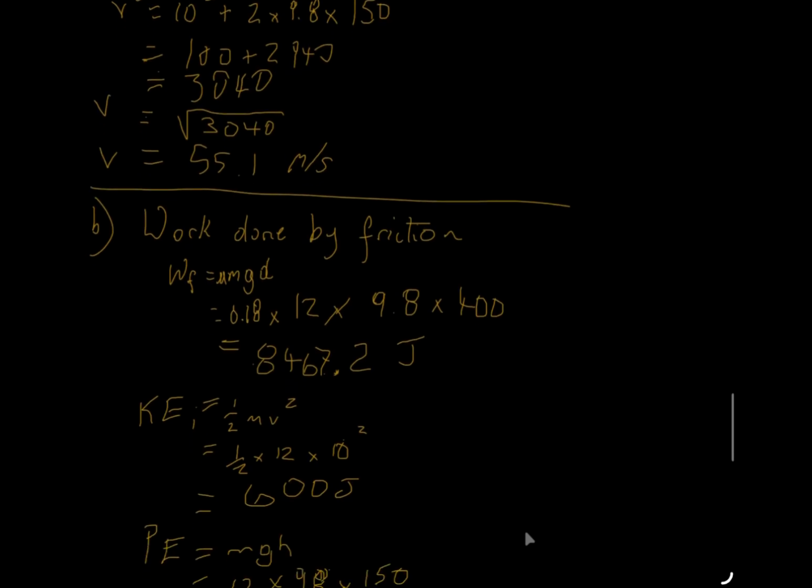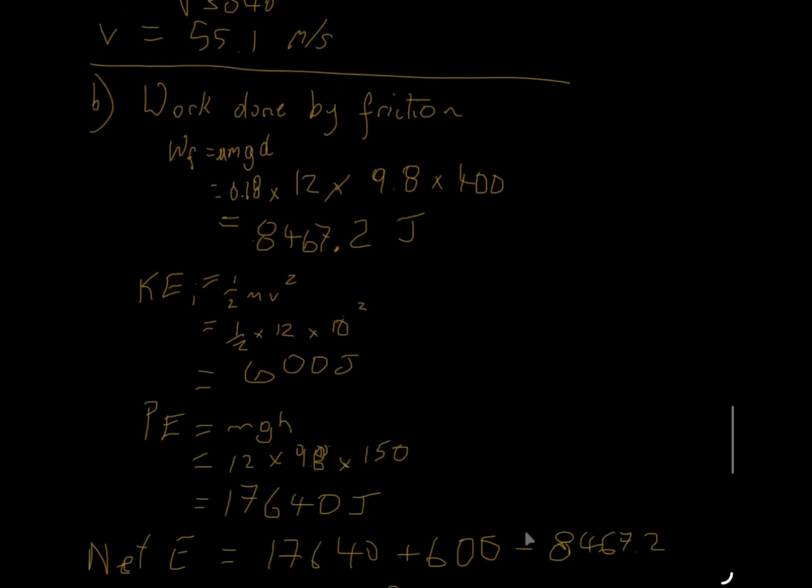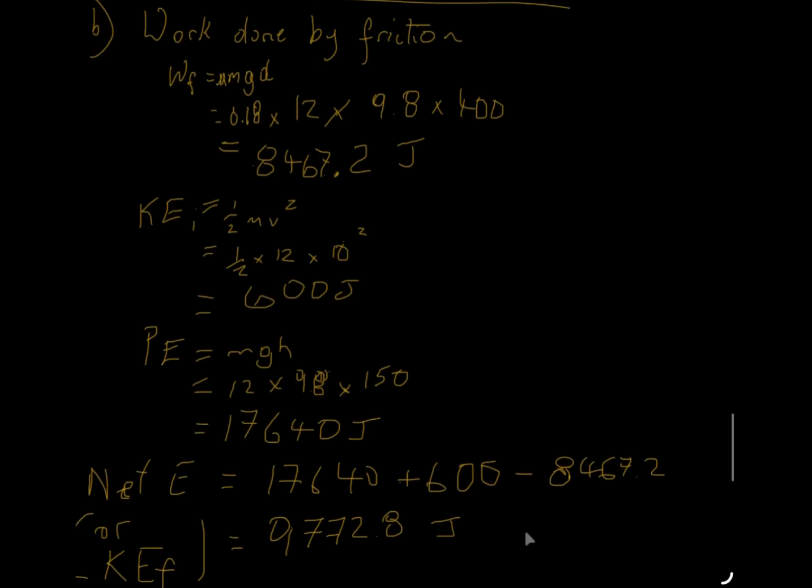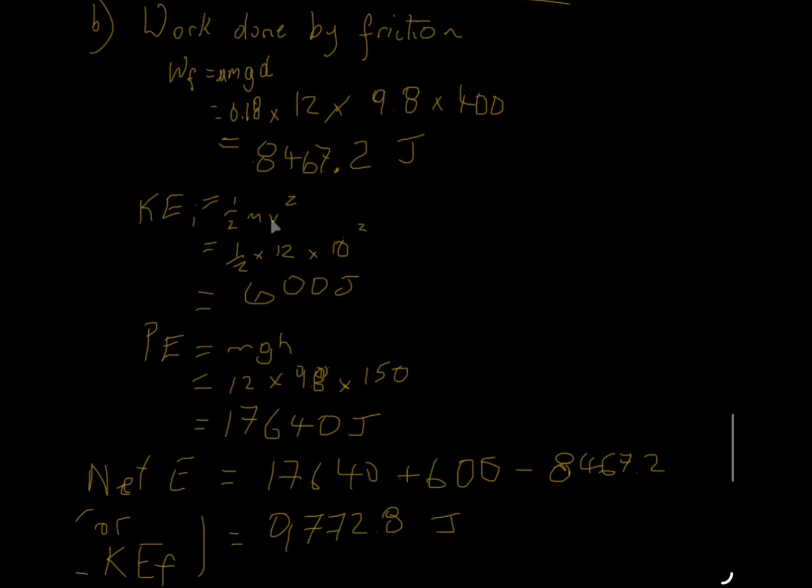Then working out the initial kinetic energy, because we were given an initial velocity. That initial kinetic energy is half mv squared, or if you wanted to use u, that's fine for your symbol for your initial velocity. And that's equal to half times 12 times 10 squared, that gives you 600 joules. Now that's the kinetic energy.